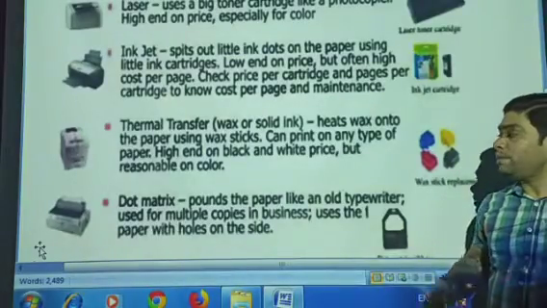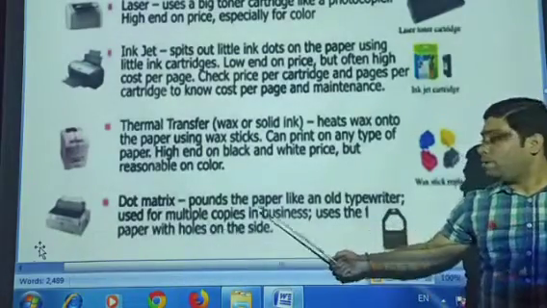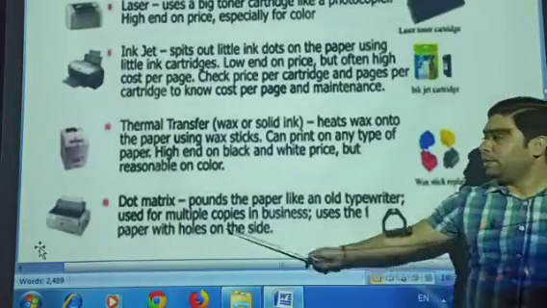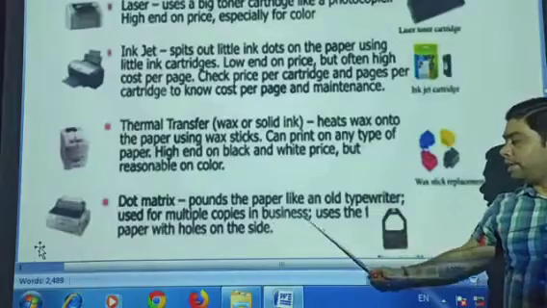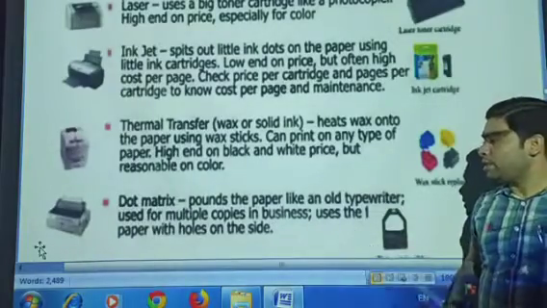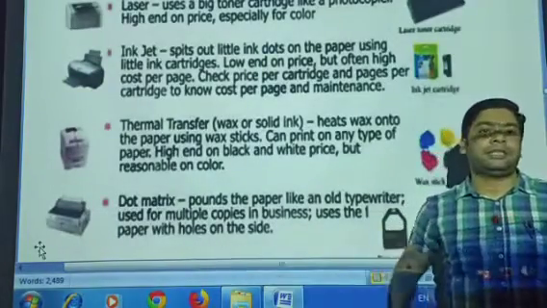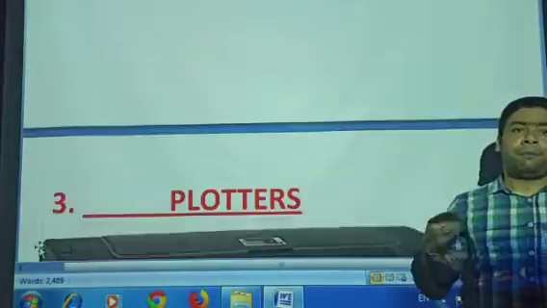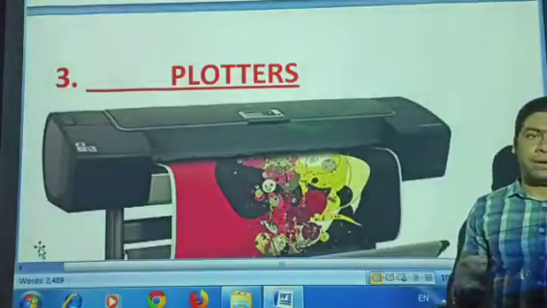The fourth one is dot matrix. Pounds the paper like an old typewriter, used for multiple copies in business. Uses paper with holes on the side, like your railway ticket. It is always printed with the help of a dot matrix printer.